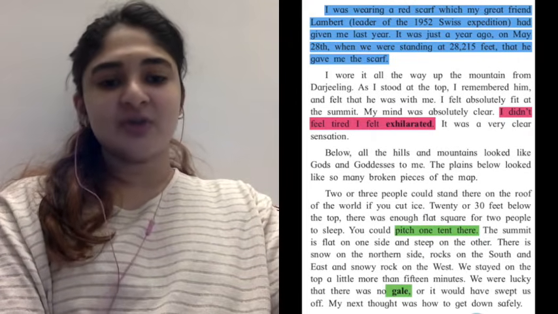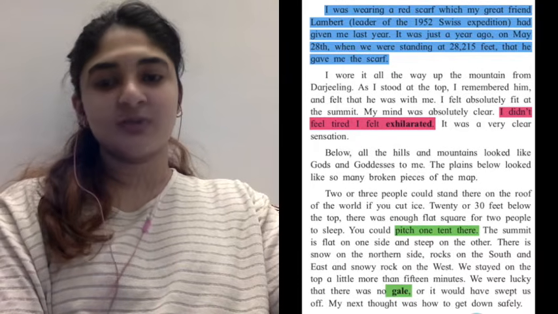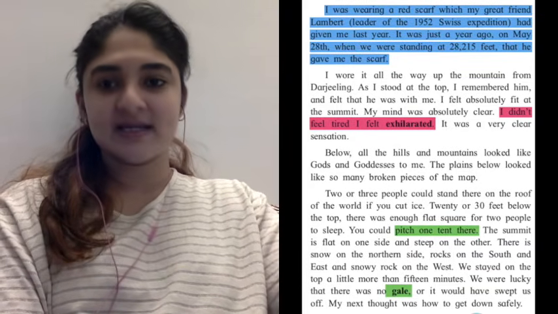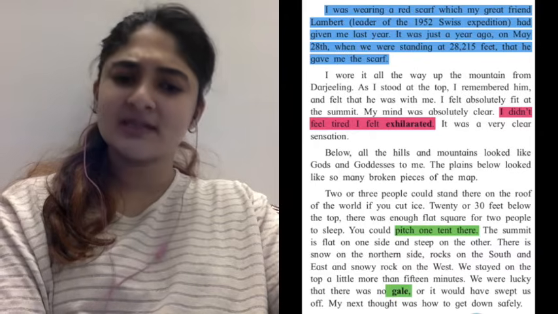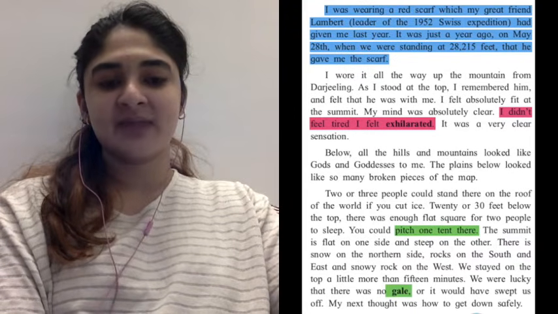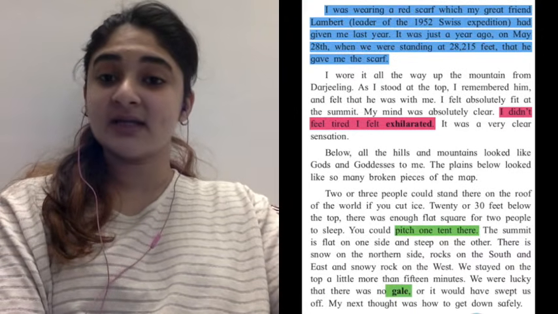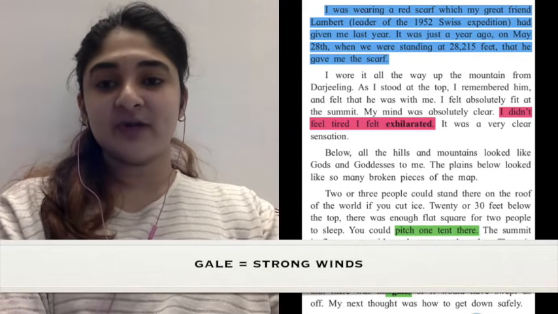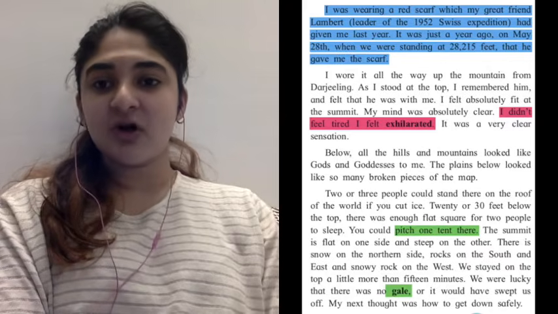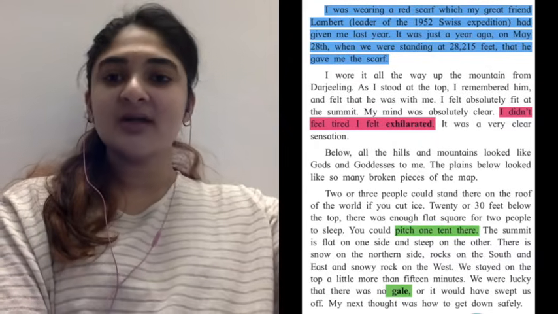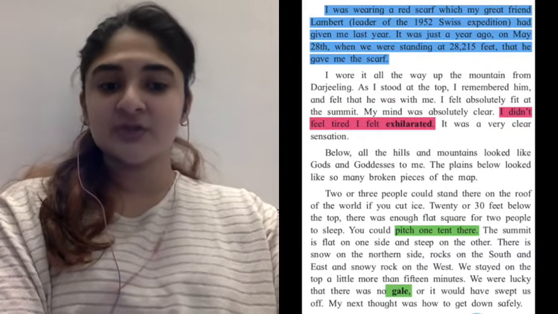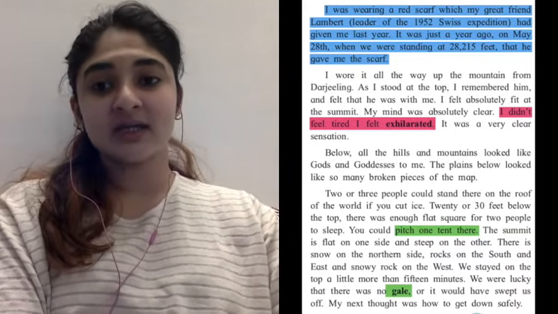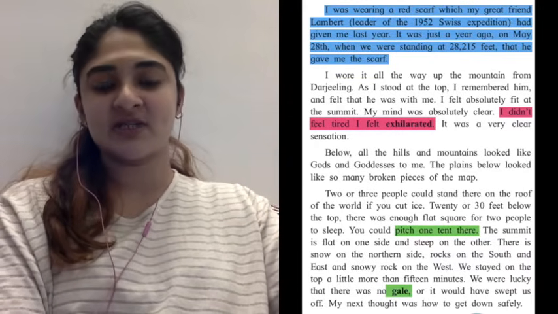We stayed on the top a little more than 15 minutes. So both the authors, that is Tenzing and Hillary, stayed on the top for a little more than 15 minutes. And they are saying that they were lucky that there was no gale. Gale is strong wind. Or else it would have been very difficult for them to reach the top, and had they reached the top, they would have been swept away by the wind. मतलब वो हवा से उड़ जाते. तो they felt they were lucky कि उस दिन बहुत तेज हवा नहीं चल रही थी.